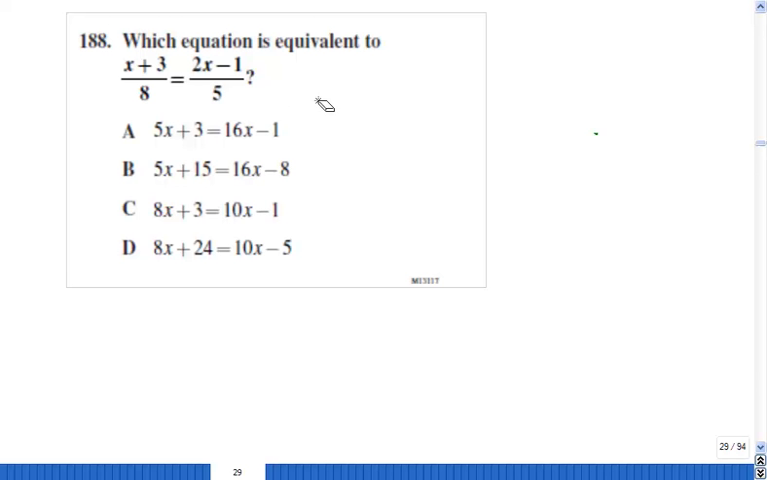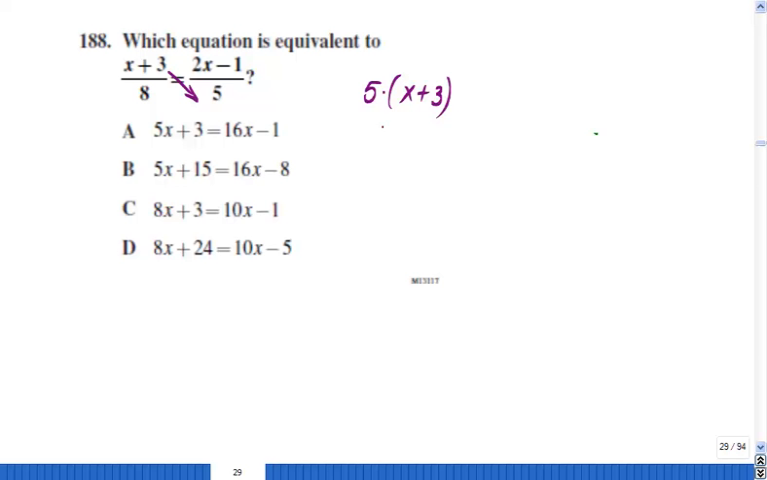Which equation is equivalent to x plus 3 over 8 equals 2x minus 1 over 5? Same story, but in this case we require to do one more step and simplify each one of the expressions. So first of all, go ahead, first diagonal, x plus 3 times 5, or I can say 5 times x plus 3, because we know that a times b is the same as b times a, because multiplication is commutative, equals 8 times 2x minus 1.